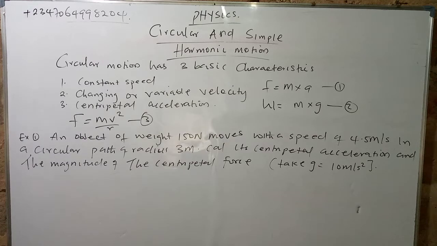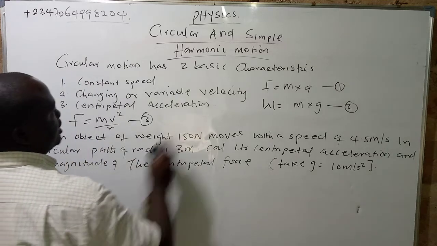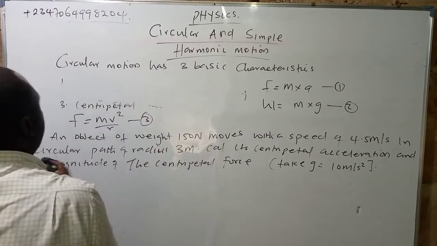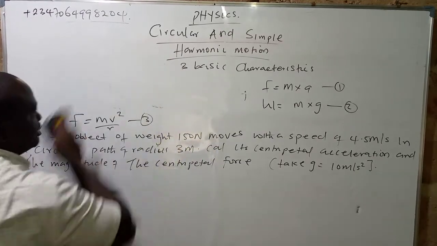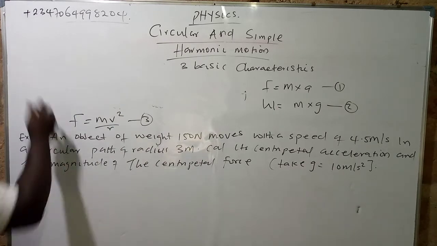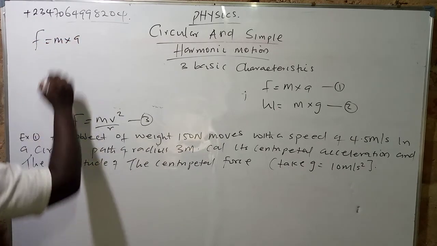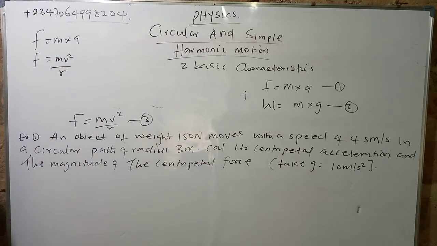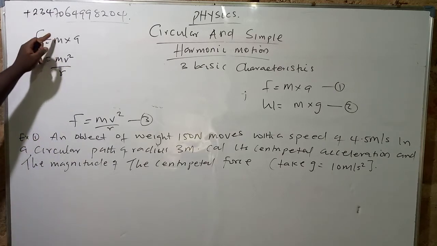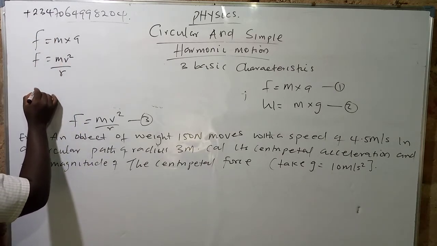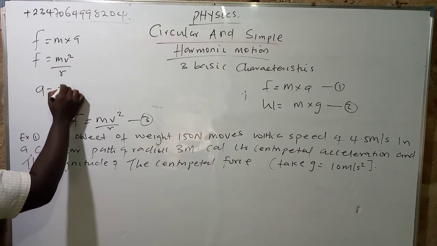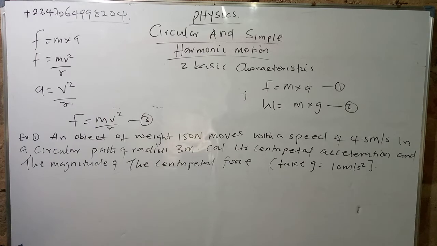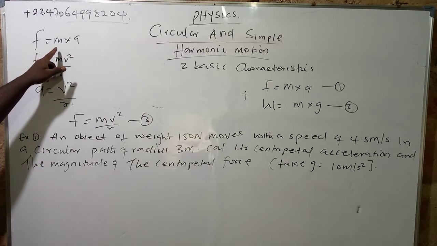Remember from equation 1, I want to prove some formula before I start solving. Remember from equation 1 that force is equal to mass times acceleration, and this is equal to mv squared all over r. This is centripetal force, right? So if you remove this mass, it means that the centripetal acceleration is v squared all over r. So that is how this formula came to existence.